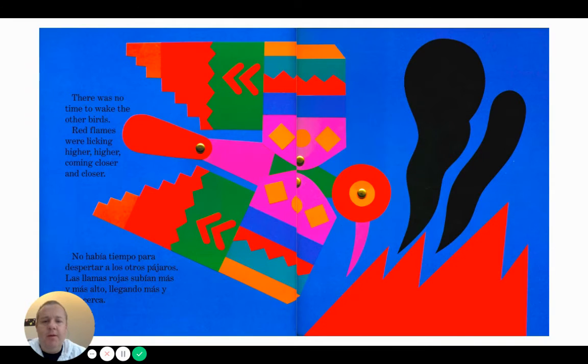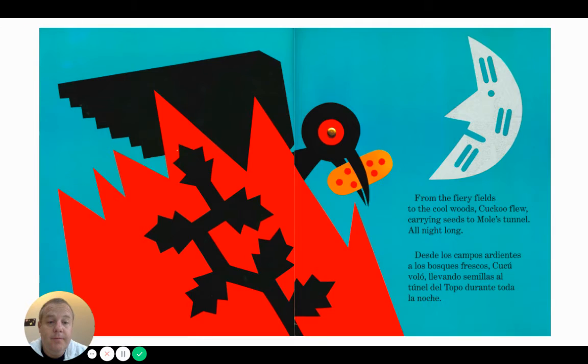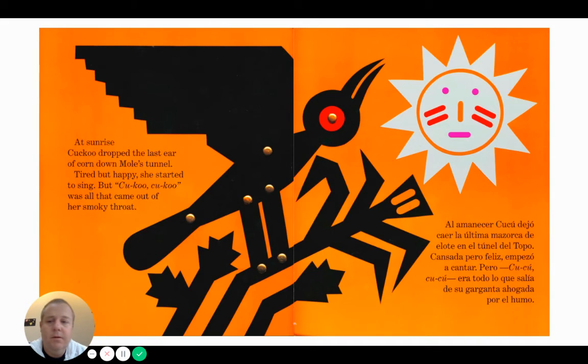There was no time to wake the other birds. Red flames were licking higher, coming closer and closer. So Cuckoo began. It was a hot and scary job. Her rainbow feathers became scorched from fire, her eyes flame red from smoke. From the fiery fields to the cool woods, Cuckoo flew, carrying seeds to Mole's tunnel all night long. At sunrise, Cuckoo dropped the last ear of corn down Mole's tunnel. Tired but happy, she started to sing. But "cuckoo, cuckoo" was all that came out of her smoky throat.